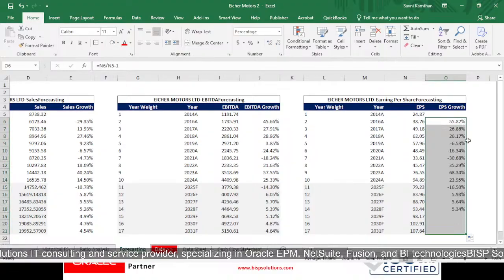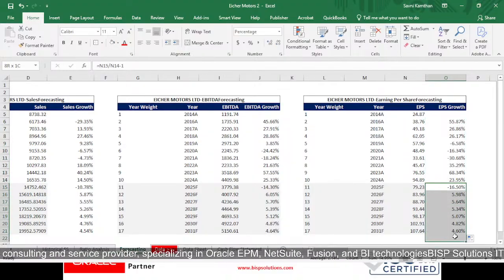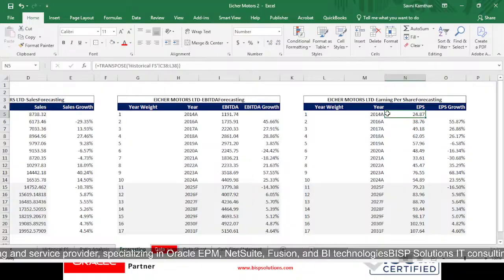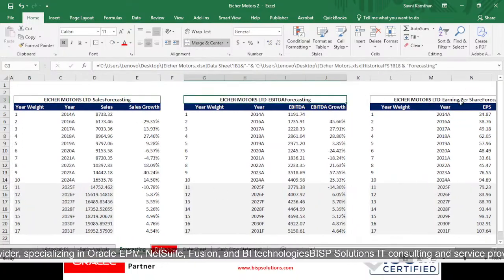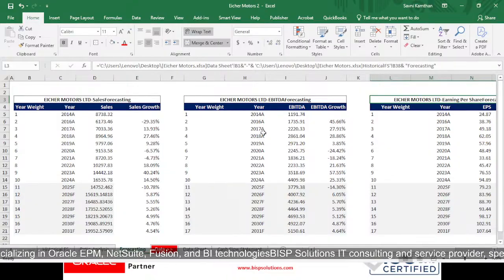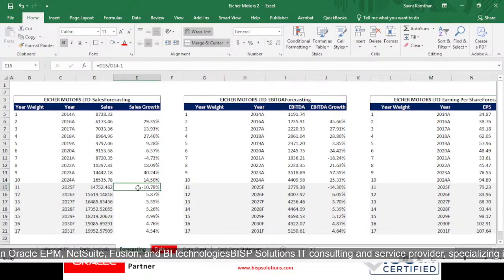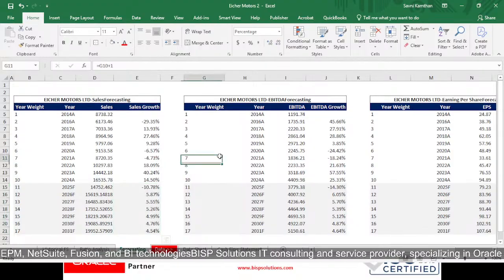Now control and drag it till the end. So till the end we got our forecasting for sales, EBITDA and earning per share. This is how we can do our forecasting for our Eicher Motors data.